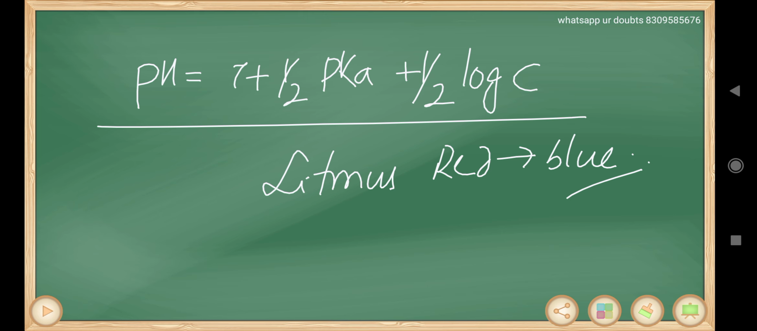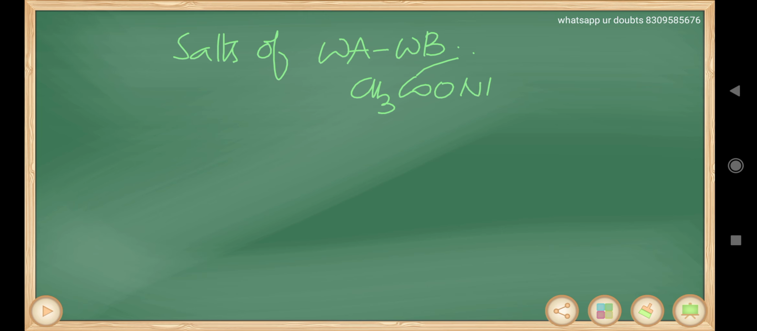This is about the third type, and the last one is salts of weak acids and weak bases. For weak acid, weak base salts, the best example you can take is CH3COONH4. Ammonium carbonate is another type of example you can consider, (NH4)2CO3.